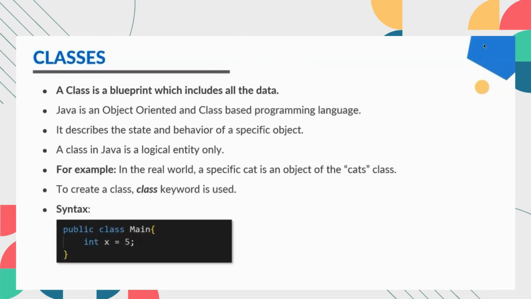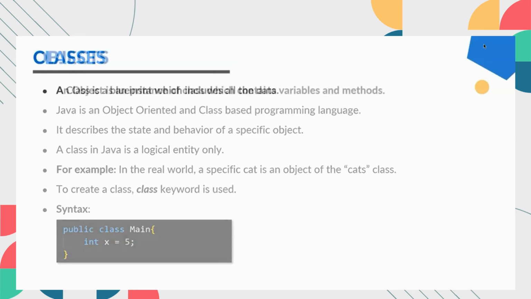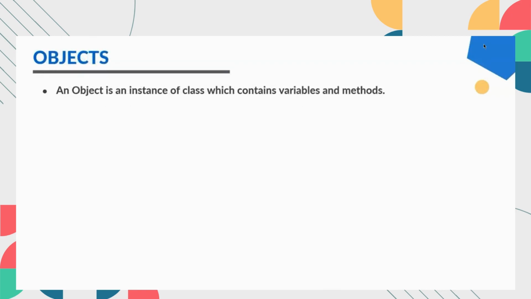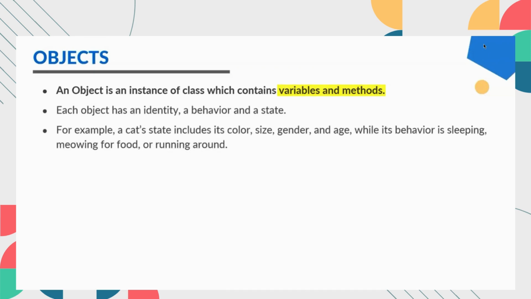Just write the access modifier, class, and the class name. Then if you would like to access the members of a particular class, you need an instance of the class, which contains variables and methods. Each object has its identity and behavior that needs to be described. For example, the cat has states such as color, size, gender, and age. But its behavior is like whether the cat is sleeping, meowing for food, or running around.